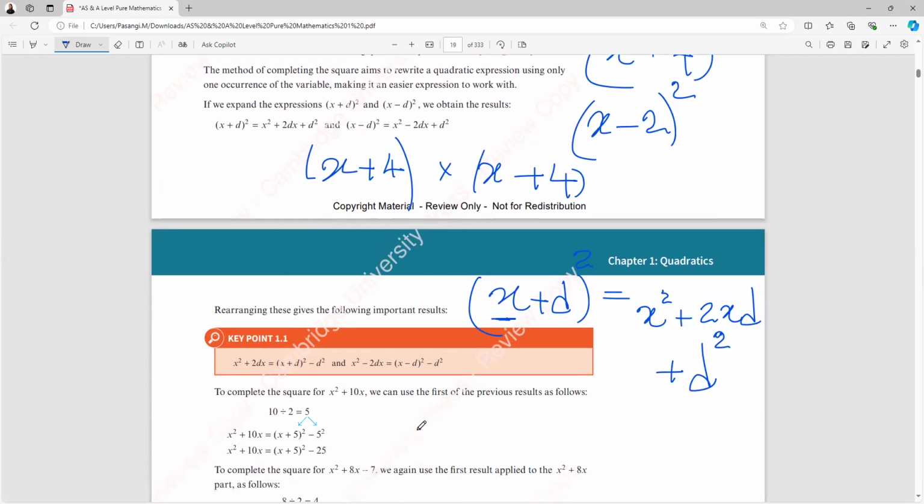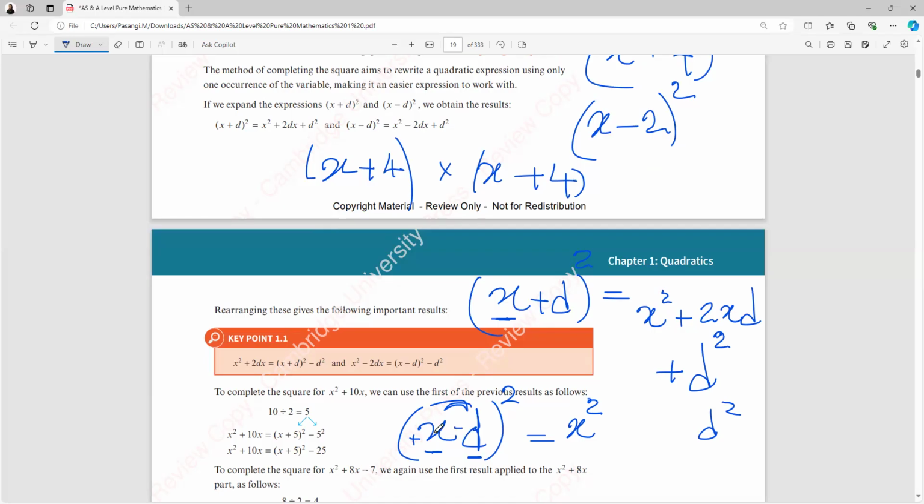If we have subtraction in the middle, (x minus d) squared, then again we have the first term squared, that is x squared. At last we have the second term squared, that is d squared. And in the middle we have a negative, so the sign of this is different. Because of that, in the middle we have minus.